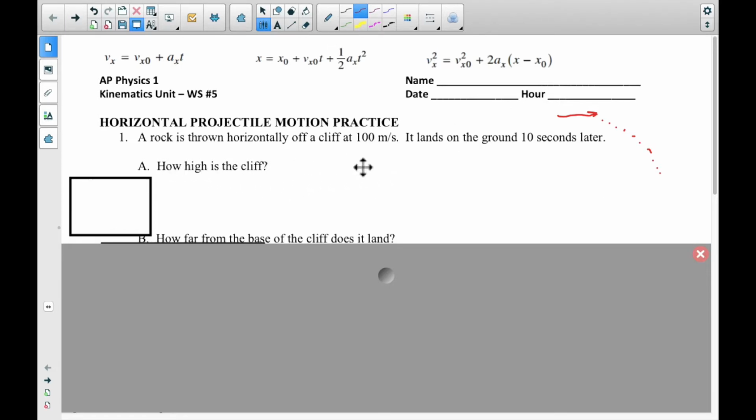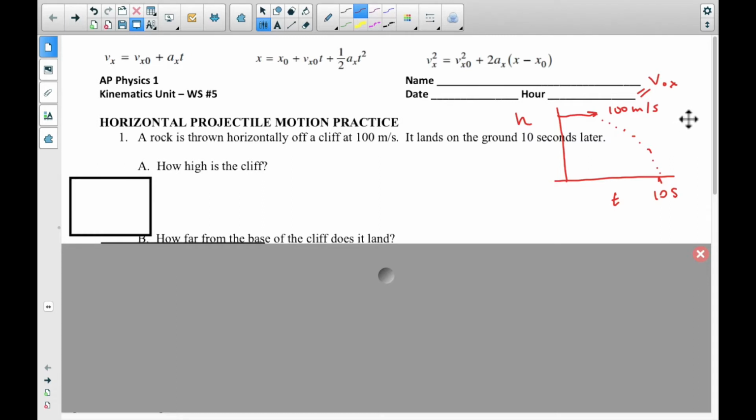A rock is thrown horizontally off a cliff at 100 meters per second. It lands on the ground 10 seconds later. So I can actually use this visual and turn it into a little bit of a graph. If I change this into a graph, the y-axis is my height, the x-axis is my time. The problem says it takes 10 seconds, and it was launched with a velocity of 100 meters per second. That velocity is the x component of the launch velocity. So I've labeled that v sub ox to verify that as the x.